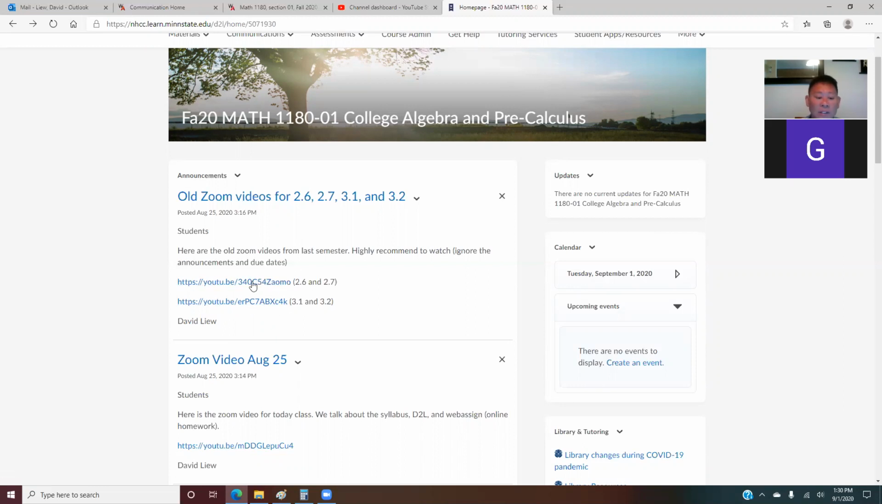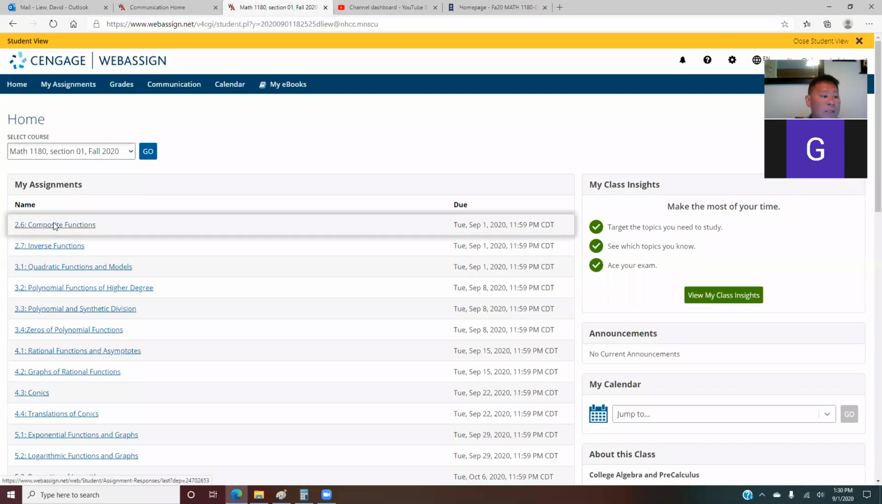So this is for 2.6 and 2.7, this is for 3.1 and 3.2. So if you need help, and if I'm not around to help you or something else, you can always go to this and just do the Zoom here in this case, right? Watch this. So let's talk about 2.6 first. Does anyone here have any questions on 2.6?